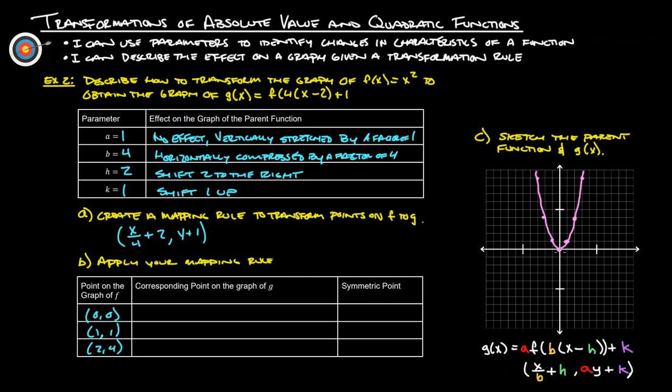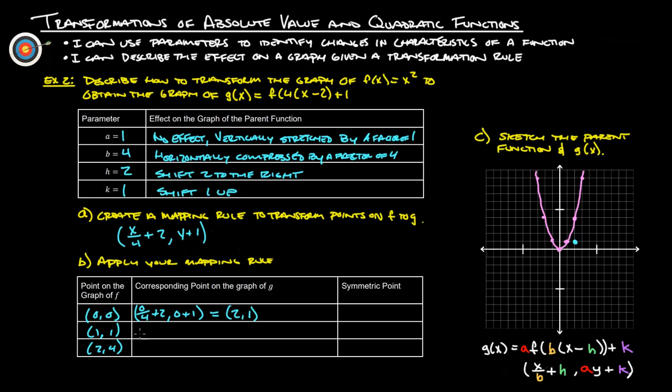Okay, so we're going to apply our mapping rule here. We've got points here: 0, 0; 1, 1; and since remember this is squared, 2 squared is 4, so we've got 2, 4. So plug stuff in: 0 divided by 4 plus 2, and 0 plus 1. 0 divided by 4 is 0, plus 2 is 2, 0 plus 1 is 1. So our new vertex is at 2 and 1. That's where it's going to shift over and up to, right? Over 2 to the right, up 1.